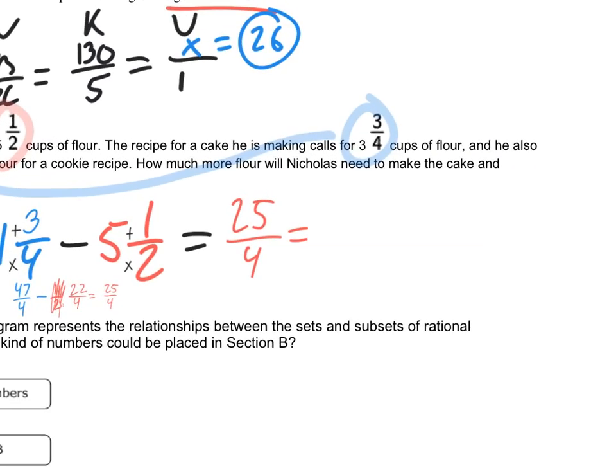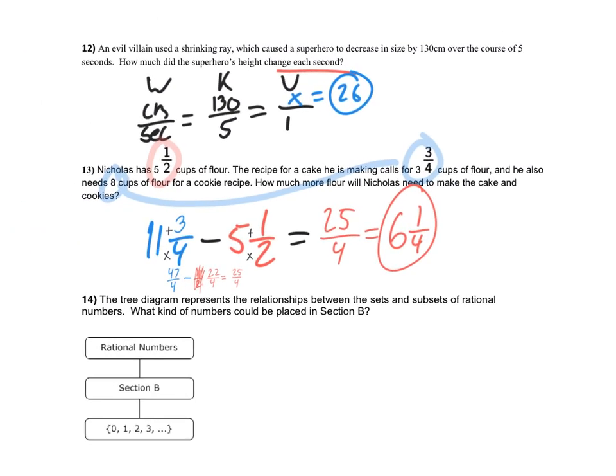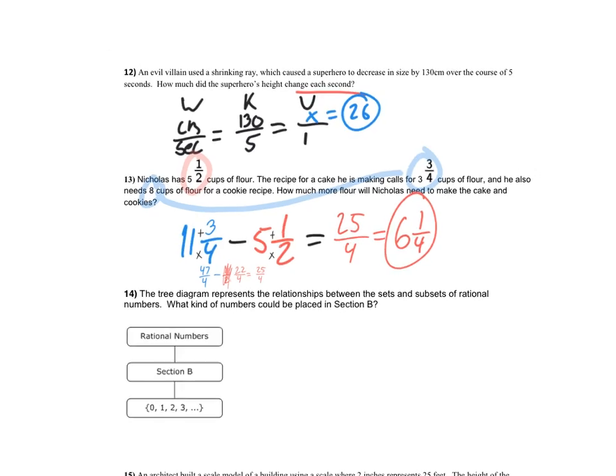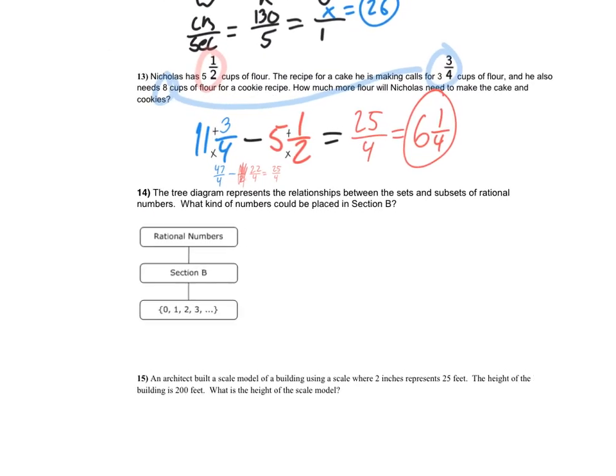So 4 can go into 25, let's see, 6 times, because 6 times 4 is 24, and that will leave me 1 part left over out of 4, so 6 1/4. I know that's kind of hard to do without the visual on it, so if you have questions on that, please ask and I'll come by and help you out. All right, last couple, we're almost there.